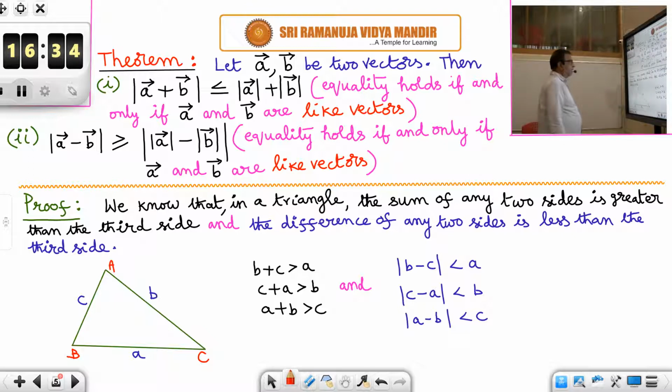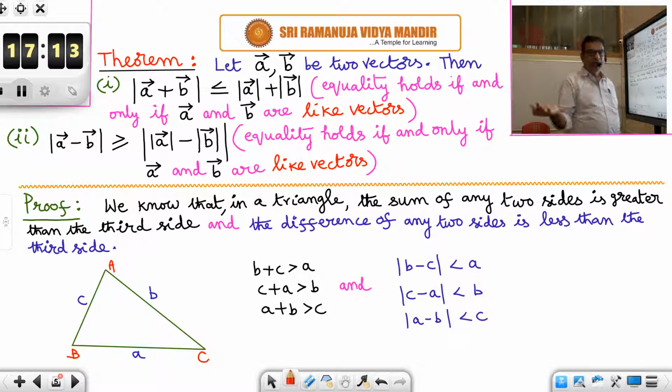Okay. Similarly, the second point: mod of A bar minus B bar is greater than or equal to mod A bar minus mod B bar. Equality holds if and only if A bar and B bar are like vectors. Here also the equality will occur if A bar, B bar are like vectors. Like vectors, unlike vectors, you know what are like vectors? Vectors having the same direction are called like vectors. Whatever may be the magnitude does not matter.